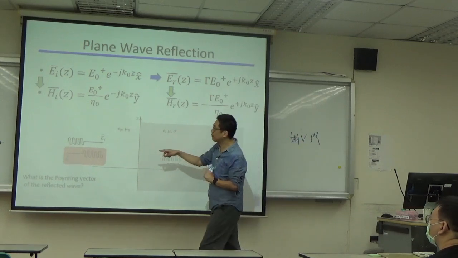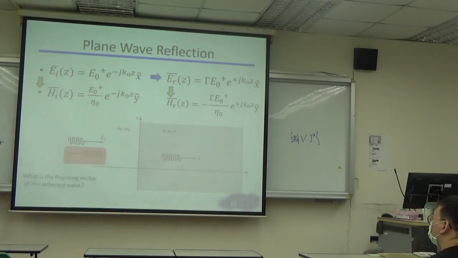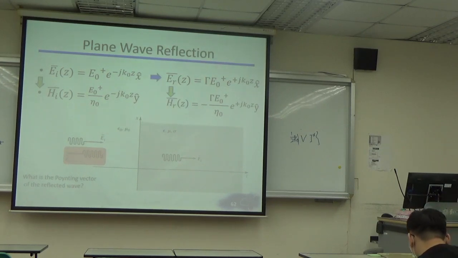For this wave, you use x cross y equals z, right? But for the refractive wave, your direction must go to minus z, but you maintain your E field, the direction of E. So your direction of H is the opposite side, the negative.